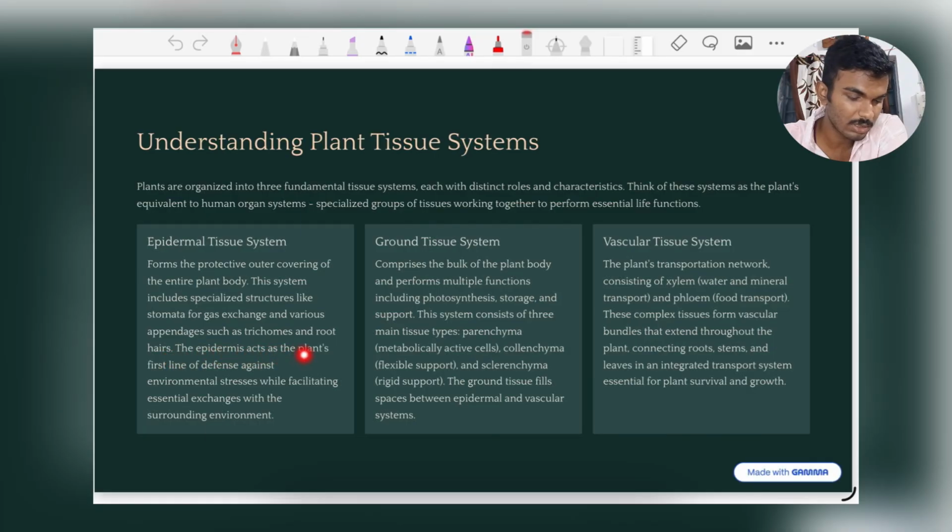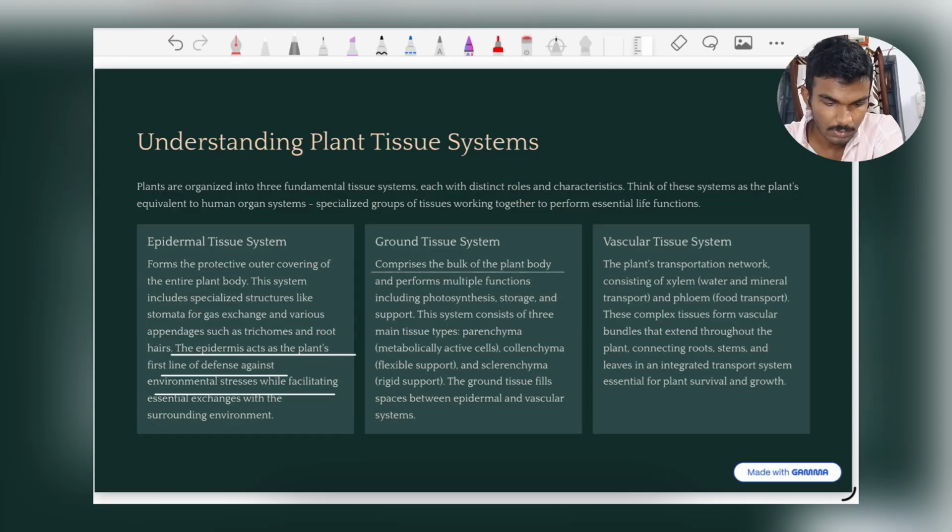The epidermis acts as the plant's first line of defense against environmental stresses, while facilitating essential exchanges with the surrounding environment. The ground tissue system comprises the bulk of the plant body, performing multiple functions including photosynthesis, storage, and support.